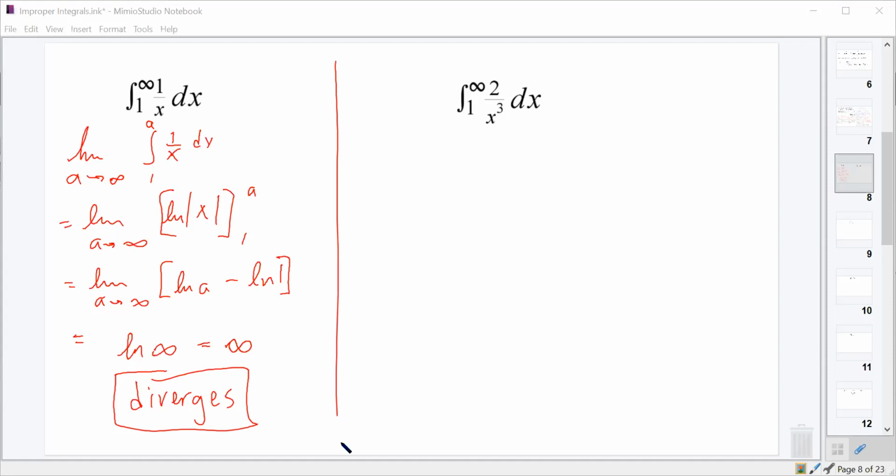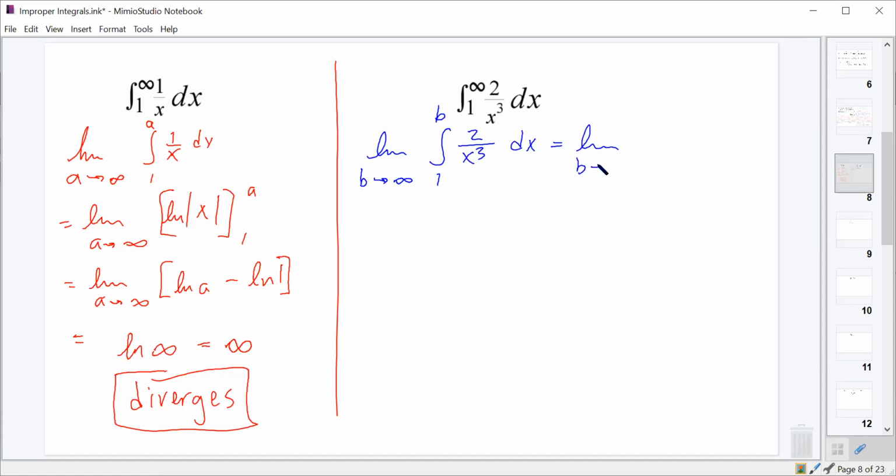All right. What about this one? Let's do a limit as, anybody got a variable they want? B. B, ooh, switching it up. The limit as b approaches infinity of the integral from 1 to b of 2/x cubed dx.